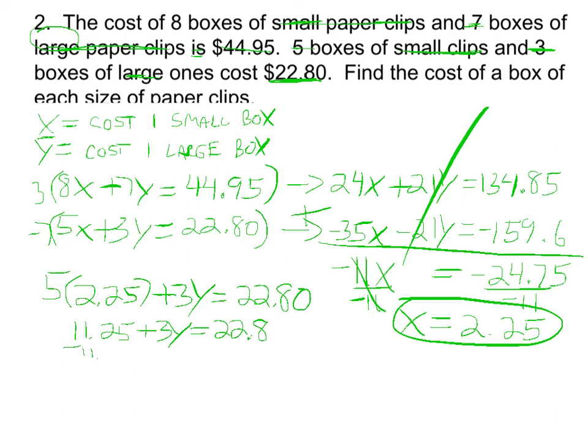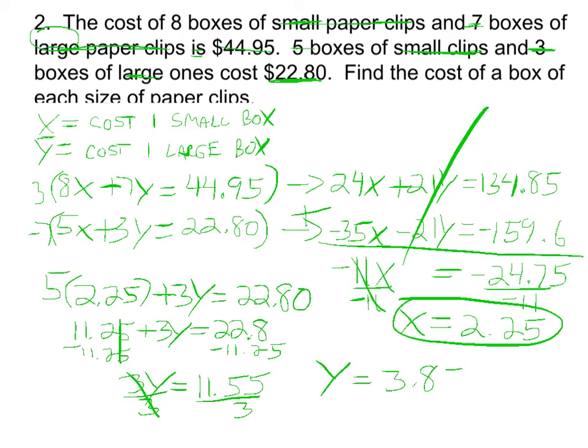Okay, I'm going to subtract 11.25 from both sides. And I'm going to have 3y equals, again I rely on the calculator, 22.8 minus 11.25, which gives me 11.55. Then we divide both sides by 3. So I take 11.55 and divide it by 3. I get y to be 3.85. So I'll put the little money symbol here. So there it is, I figured it out. The cost of one small box was $2.25, which was X. The cost of one large box of paper clips was $3.85.